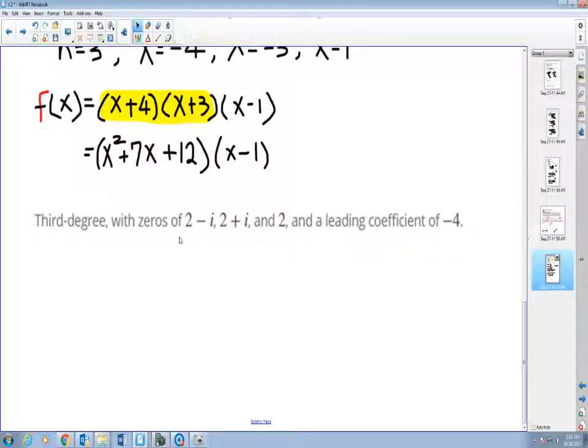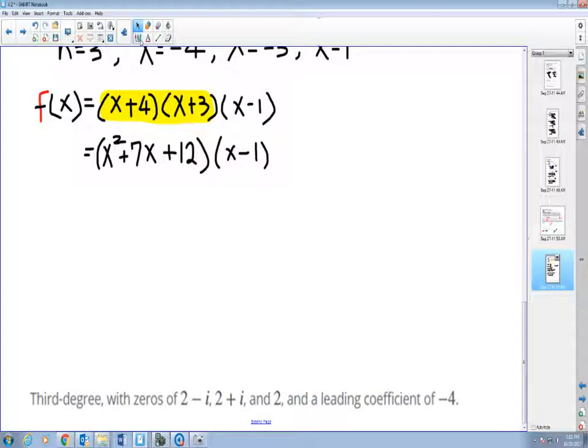So let us continue. Alright, x squared times x is x to the third. x squared times negative 1 is negative x squared. 7x times x, 7x squared. 7x times negative 1 is negative 7x. 12 times x, 12x. And the last thing I should have, negative 12.